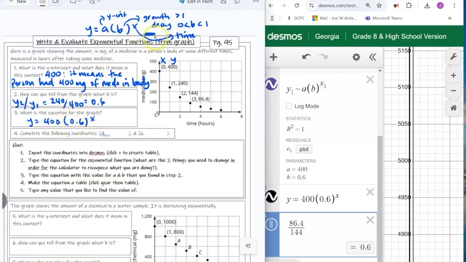It's decay. How do you know? Because it's less than 1, greater than 0. And also from the graph, what's happening? It's going down. So of course it's decaying because the graph is decreasing. Once you know it's an exponential function, you can say definitively it's decay.